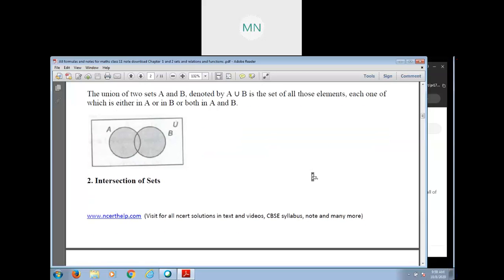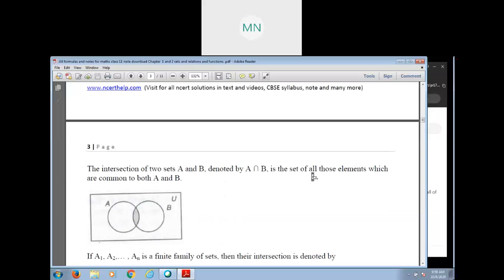And the next one is intersection. Intersection of two sets is denoted by A intersection B. It is the set which contains the common elements of A and B. That is, the elements of A intersection B are the terms which are both in A and B. Suppose this is a set A, and this is a set B, and the common element of A and B is this part, which indicates A intersection B. So A intersection B is the collection of those elements which are common in both A and B.